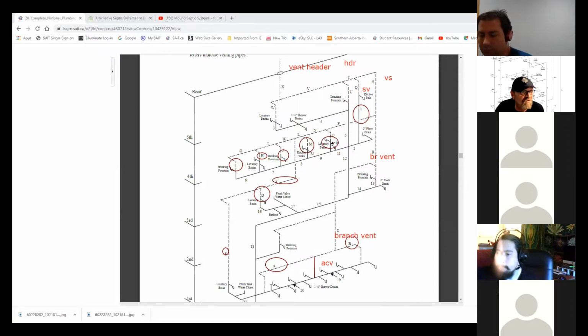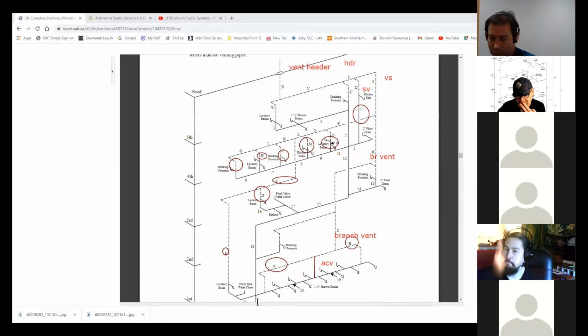Do I have 18? So that's 1, 2, 3, 4, 5, 6, 7, 8, 9, 10, 11, 12. 12 times 1.5. That's 18. Not over 18. So that means there's not enough from all these fixtures to make it over 3-inch. The building drain, if it has 3 toilets, will be 4-inch, but the stack will not exceed 3-inch unless we exceed over 18 fixture units from any story, and we have 7 toilets. We don't have 7 toilets, so this stack is only 3-inch.